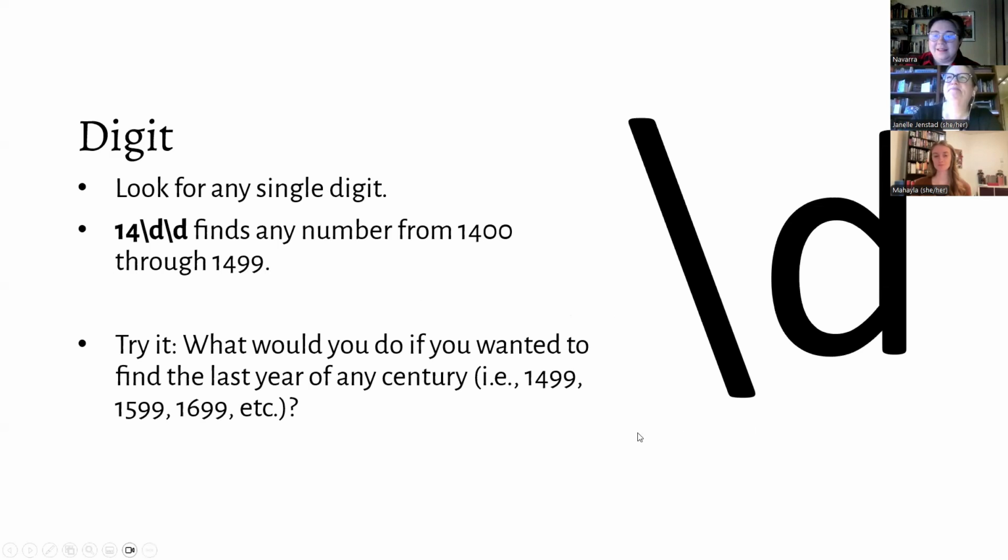In addition to finding letters, you can find any single digit. And we do this by typing \d. This is going to find any digit 0 through 9. So 14\d\d will find any number from 1400 through 1499. I'll have you try it now. What would we type if we're looking for any year, any last year of any century? So, 1199, 1499, 1999, and so on.